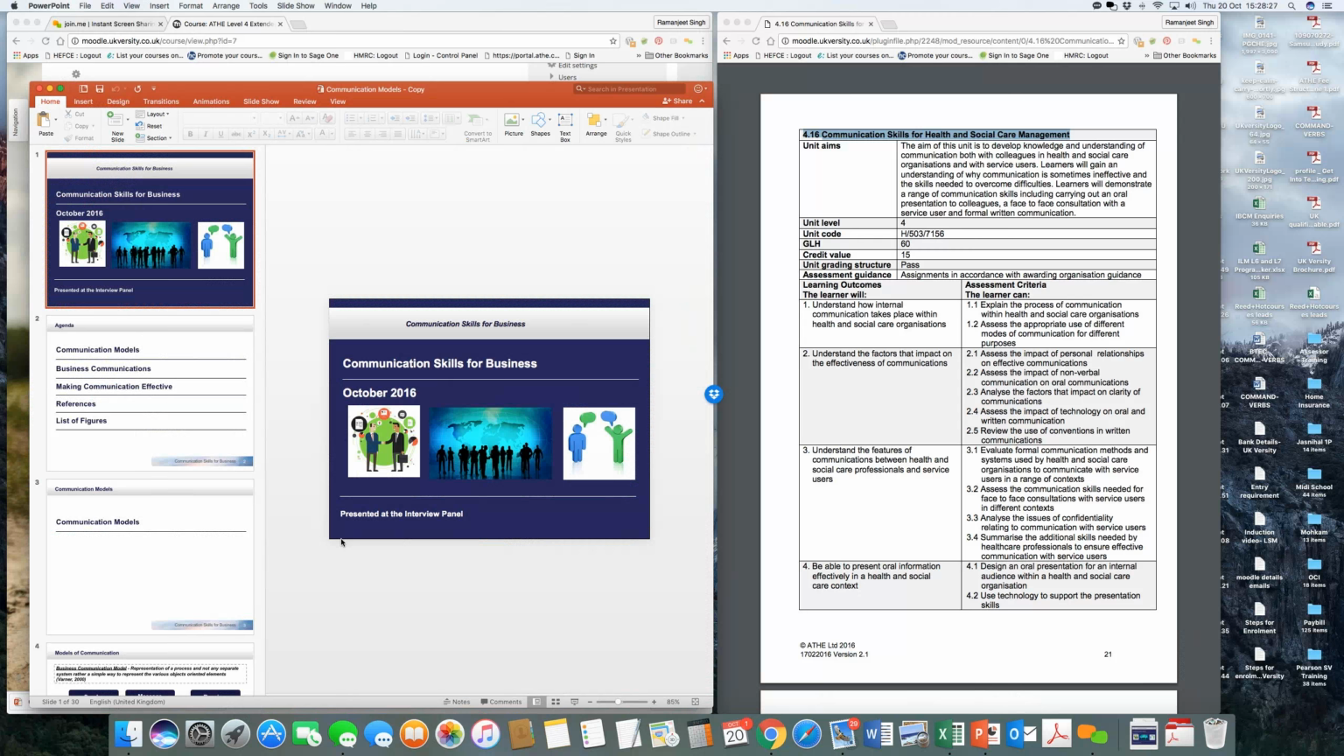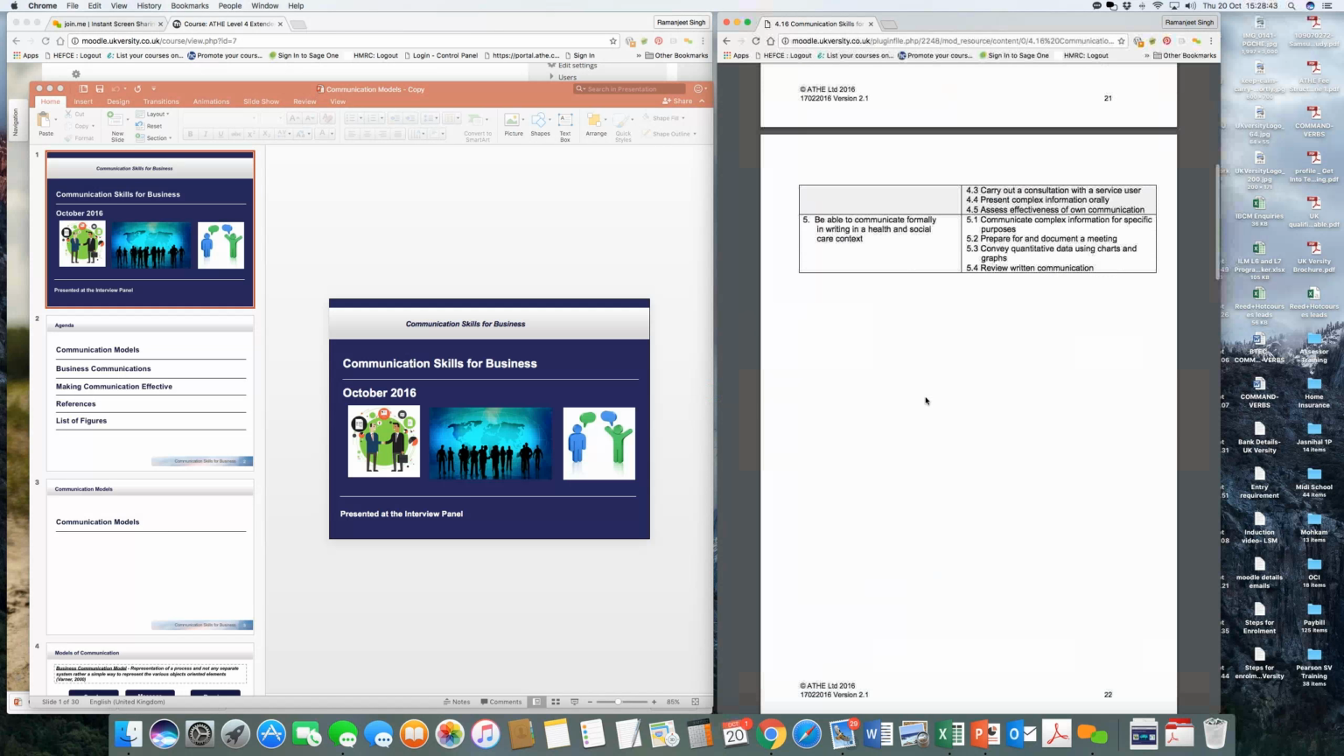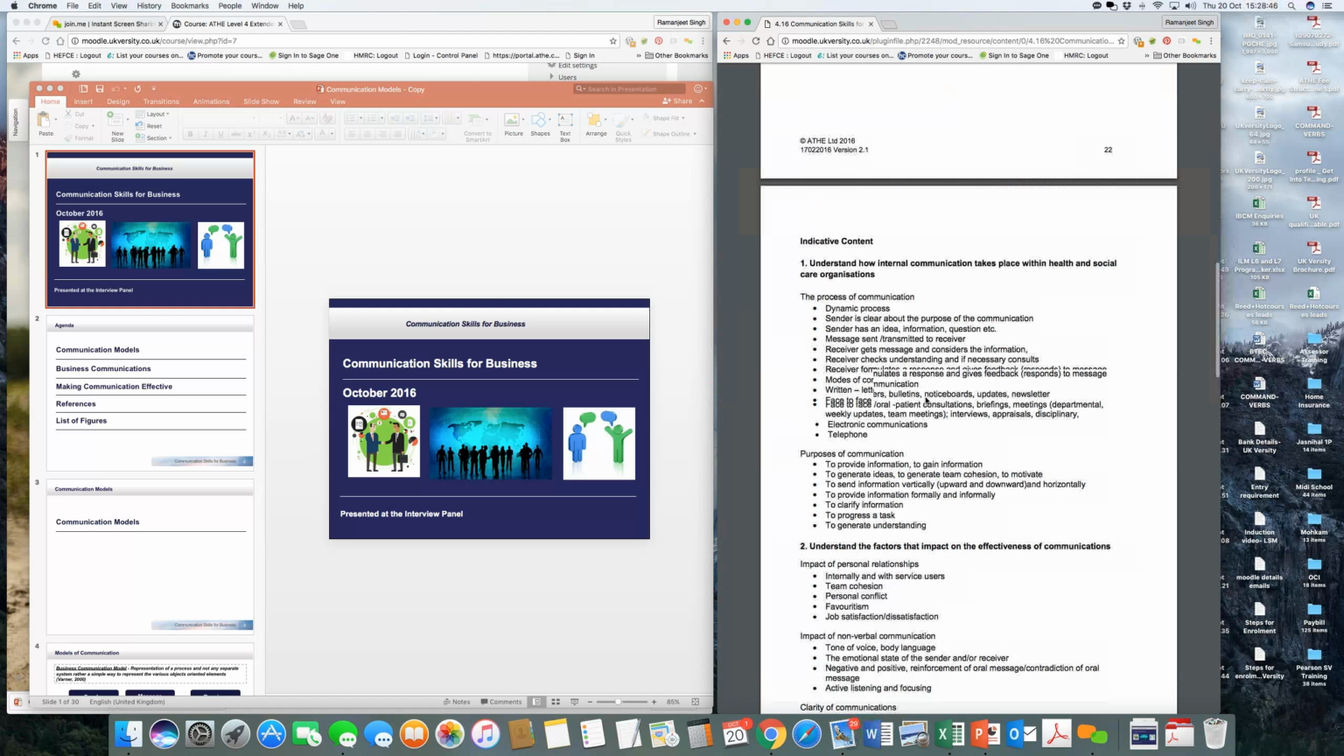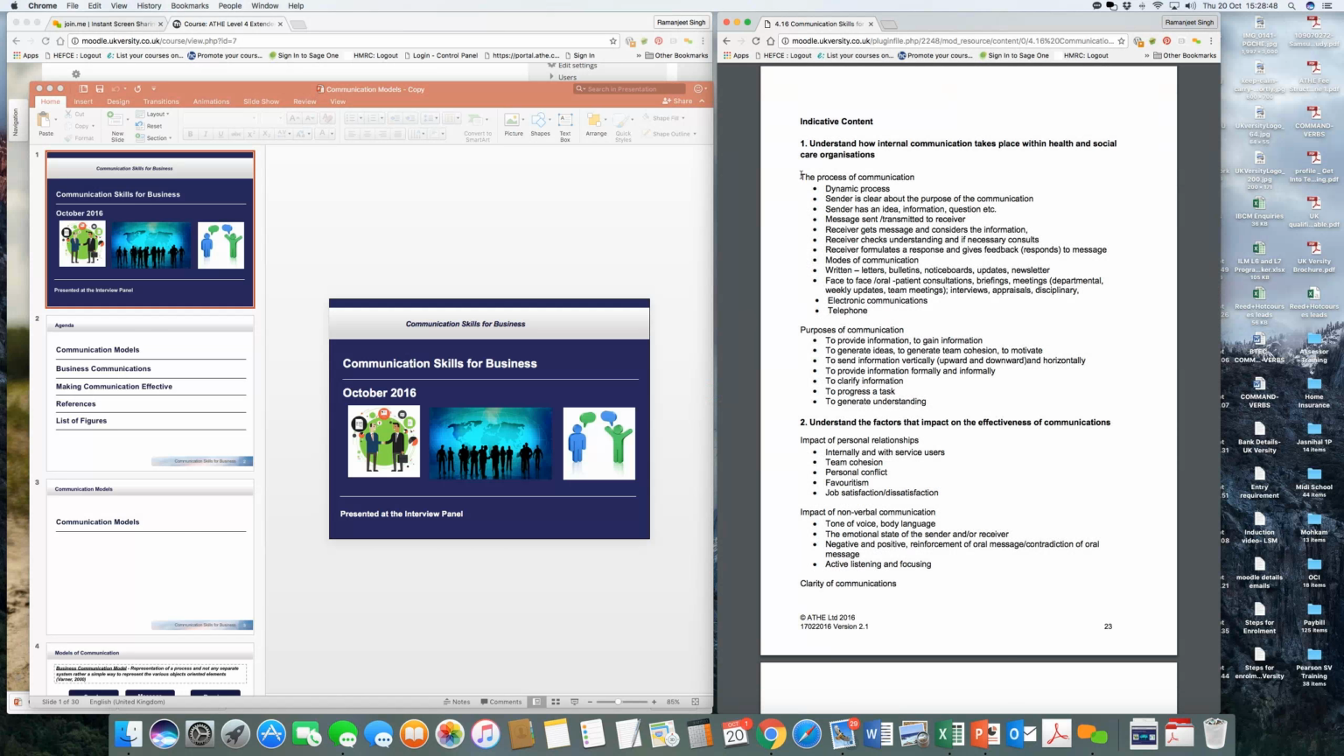Now, the first learning outcome in this particular unit is to understand how internal communication takes place within health and social care organizations. So when we go down slightly and look at the indicative content of learning outcome one in particular, what we want to understand is the process of communication. What does it involve? What are the types of communications that we can do? And when are the situations in which these types of communications are most appropriate?